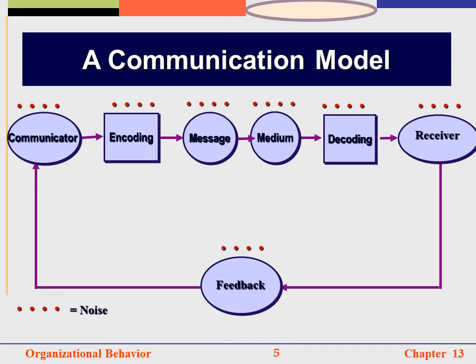So then comes the message. The message is the result of this encoding process, and the message will be in a form of verbal or non-verbal. Verbal is the text itself or the spoken language, and the non-verbal is, as we said, the human actions like the facial expressions or the posture or the hand movement, and we will talk about the non-verbal in a moment.